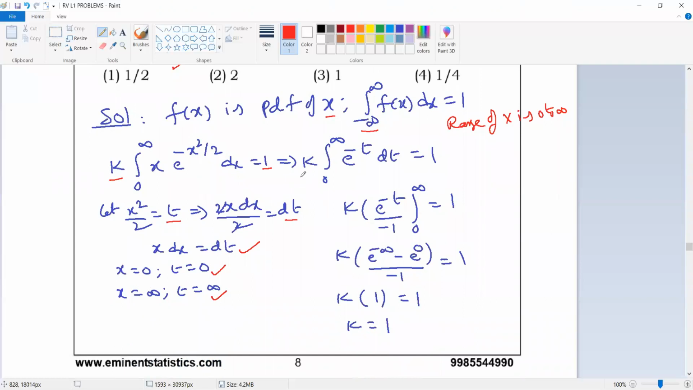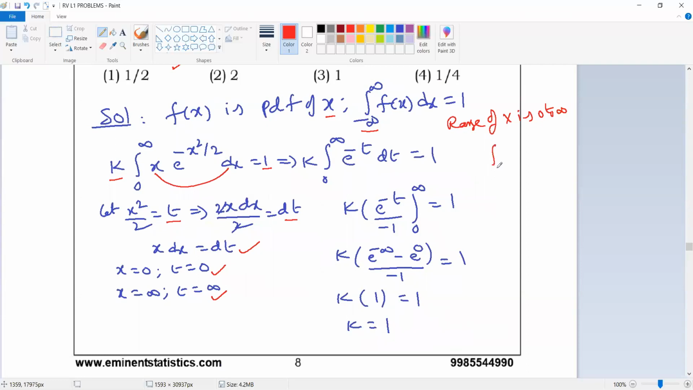Now the limits are the same here. The x limits are 0 to infinity, and the t limits are also 0 to infinity. Now, x dx is what here? It is dt. Here x square by 2 is t, so the integral of e power minus t dt is equal to 1.